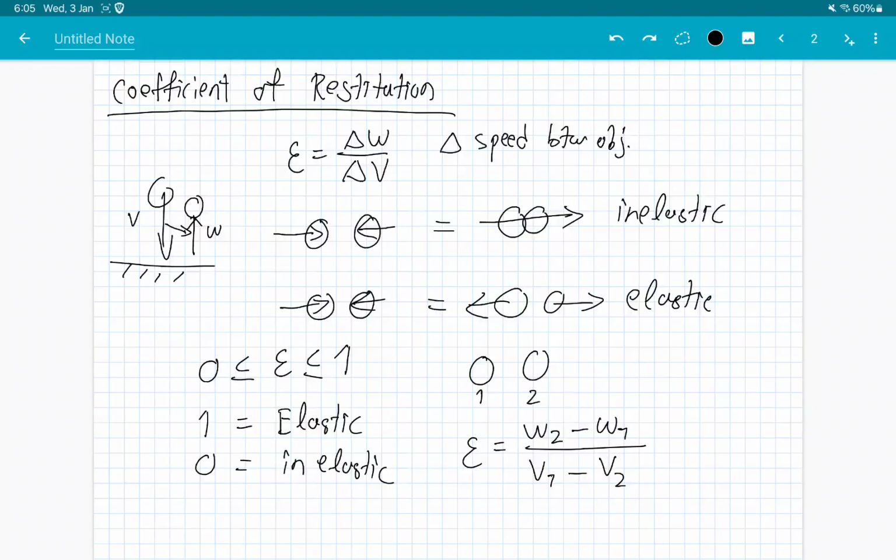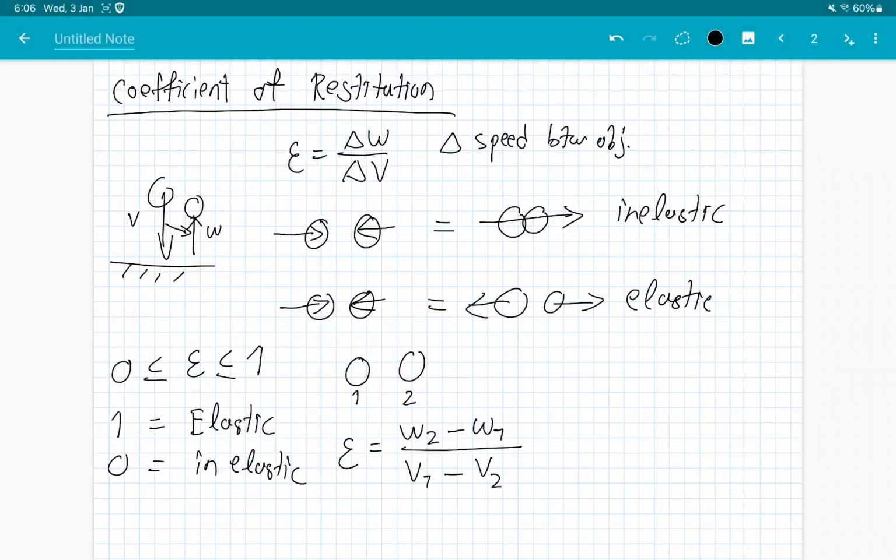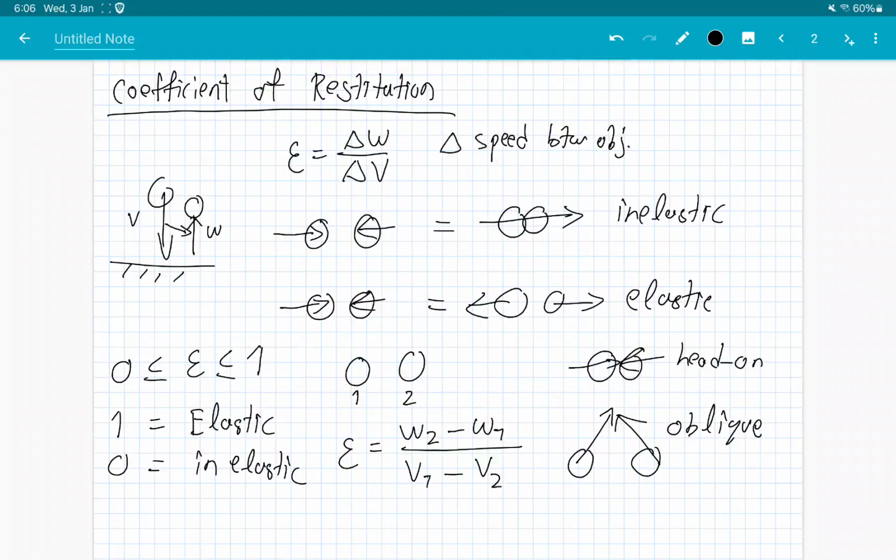And to set this aside, one of the things that you need to understand as well is that you have another form of collision, whether it's inelastic or elastic: one is a head-on collision, and another is an oblique collision. Call this head-on. So this is your plane of collision, and this is also your plane of collision.